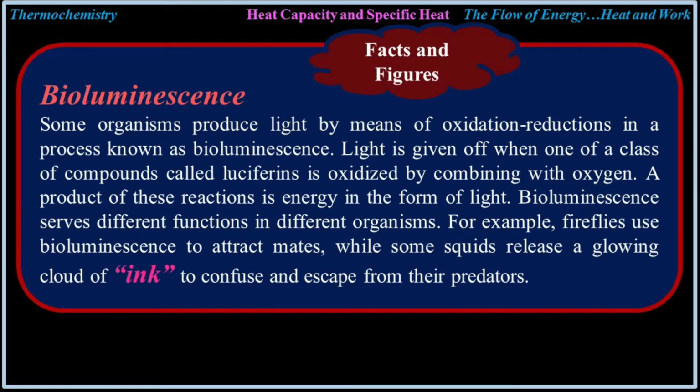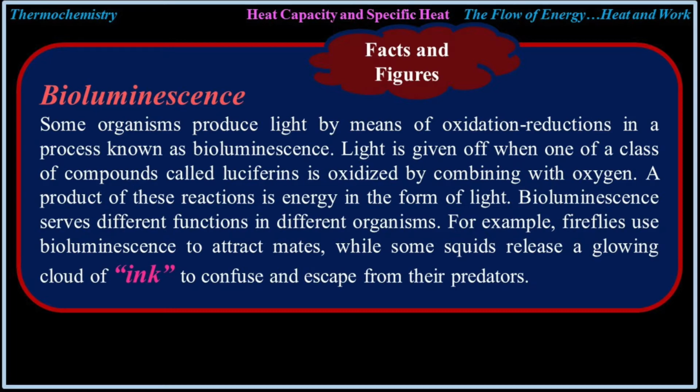Bioluminescence. Some organisms produce light by means of oxidation reductions in a process known as bioluminescence. Light is given off when one of a class of compounds called luciferins is oxidized by combining with oxygen. A product of these reactions is energy in the form of light. Bioluminescence serves different functions in different organisms. For example, fireflies use bioluminescence to attract mates, while some squids release a glowing cloud of ink to confuse and escape their predators.